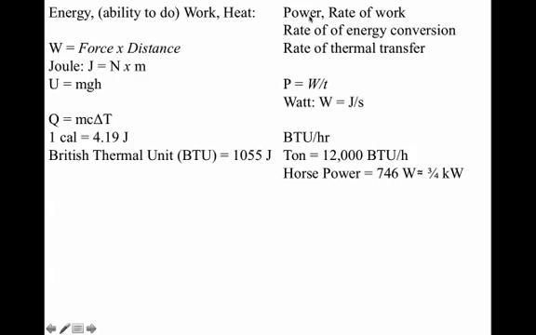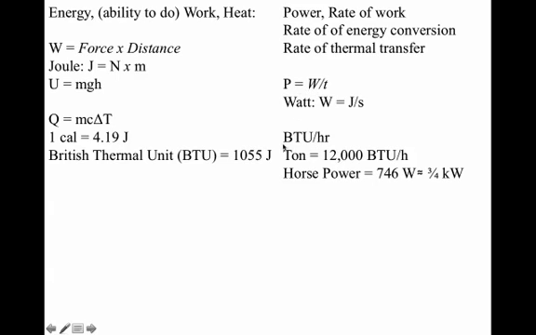Okay, so power is the rate of work, or the rate of energy conversion. So power is work divided by time. Now be careful, right? Because a watt is a unit of power, a joule per second. This is a watt down here. This is work, or joules, up here.